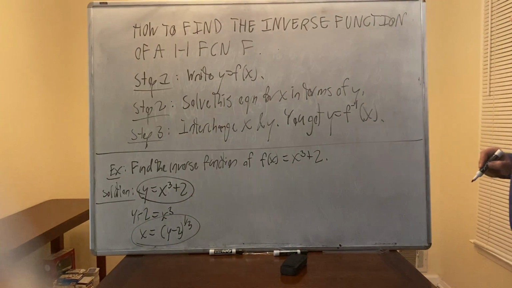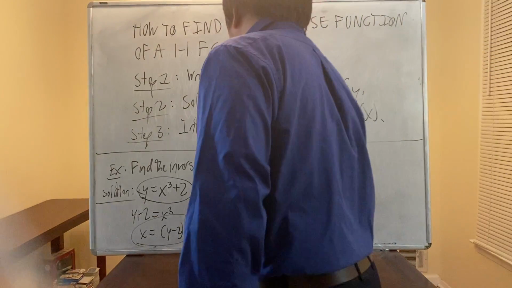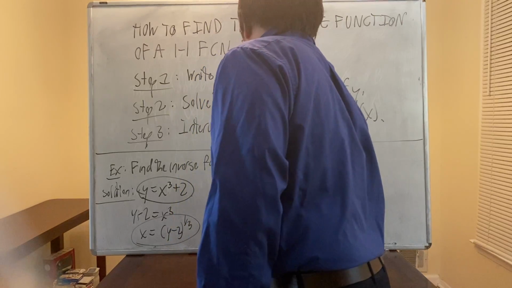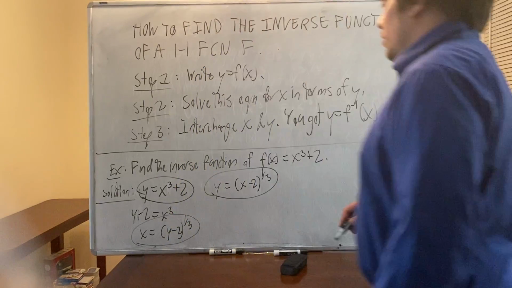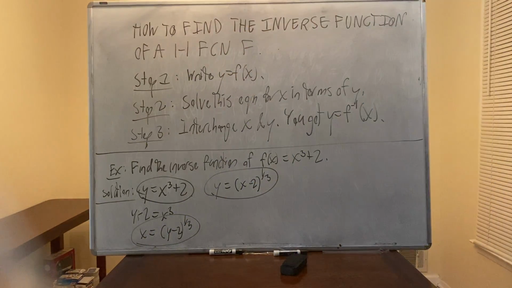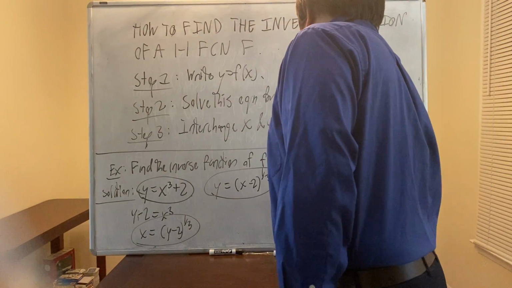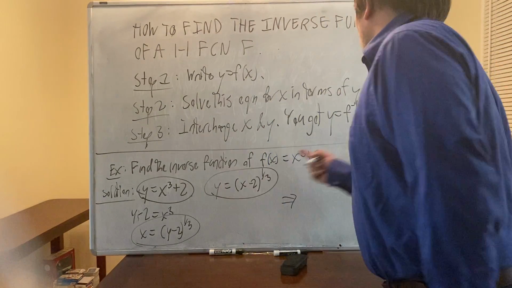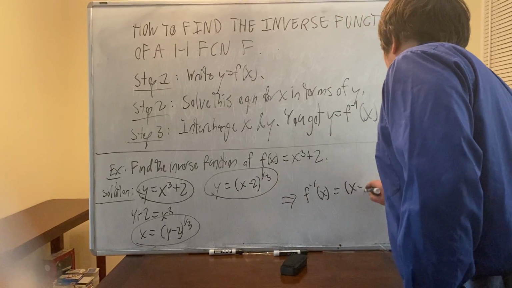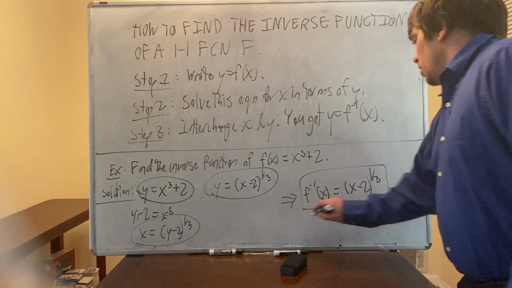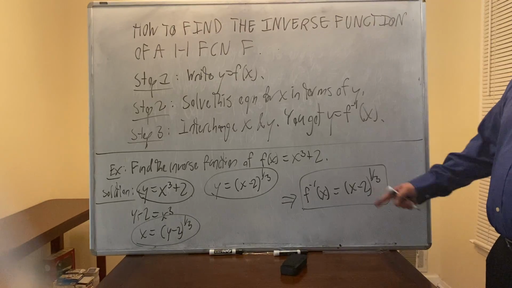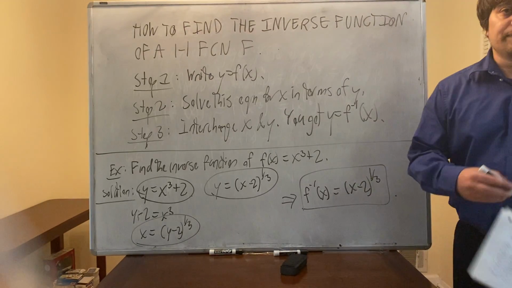That's algebra. Now step 3, interchange x and y. So y is equal to x minus 2 to the 1/3. And so that's step 3, I interchange x and y. And from here, y is equal to x minus 2 to the 1/3. And so that implies that y is f inverse of x. So f inverse of x is equal to x minus 2 to the 1/3. Okay? So now we found the inverse function of that function f of x.